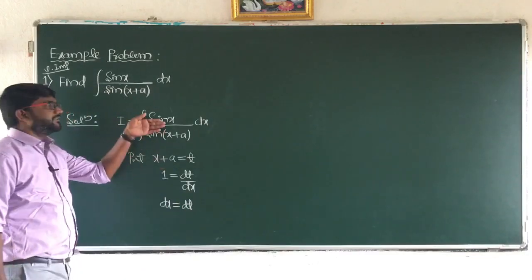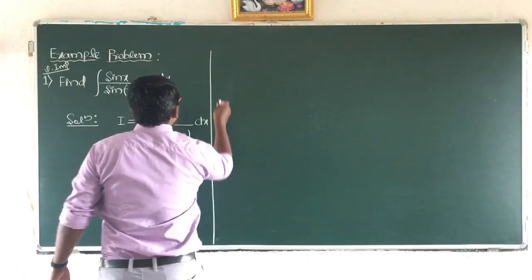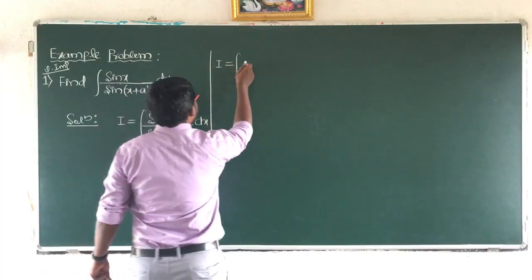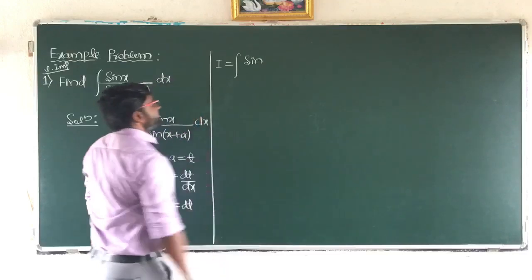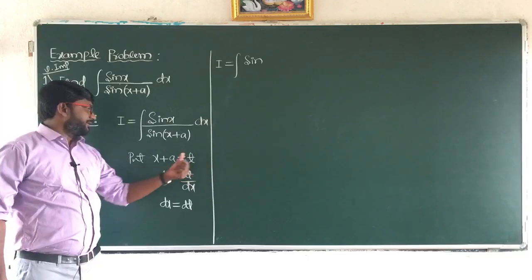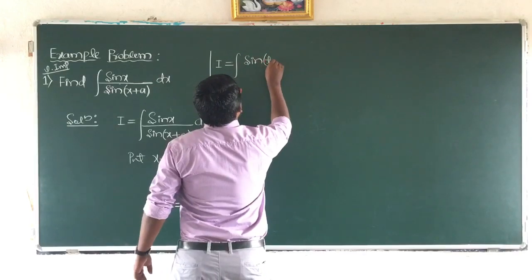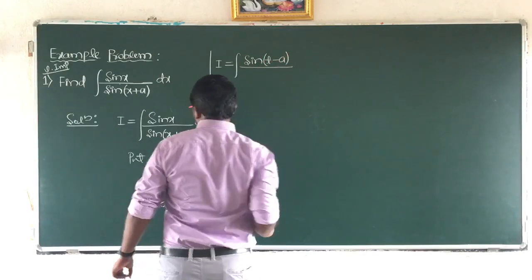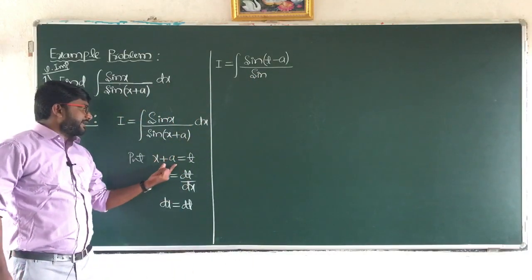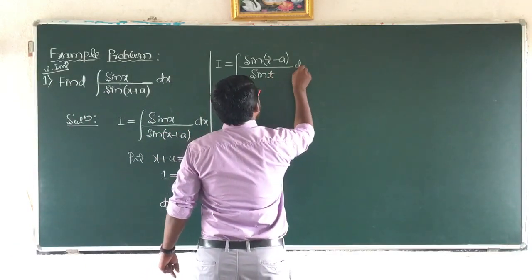So we have to rewrite the given integral. Now I equals integral sin, what is x now? Take a to the RHS, it becomes minus a. So x can be written as t minus a. So we get (t minus a) divided by sin. What is x plus a now? x plus a is t. So it is sin t. So dx will be replaced by dt.